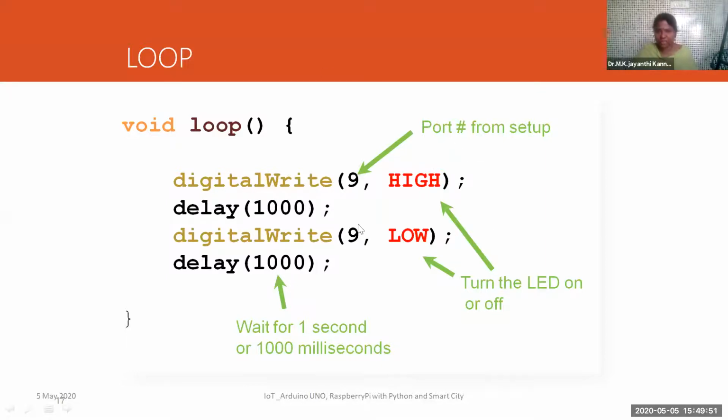So here 9 means the pin number or port number, and here high and low mean turning the LED on or off, and wait for 1 second or 1000 milliseconds. So this is a typical example of a loop function.